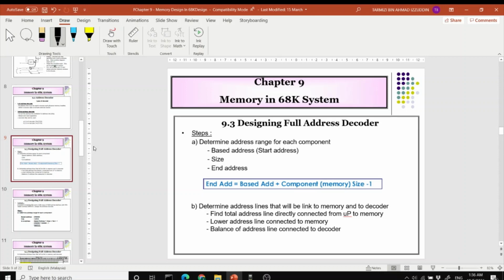Basically, in the first step, imagine that in your 68K memory system your address bus is 24 bits, meaning that you have a memory range from 000000 up to FFFFFF.